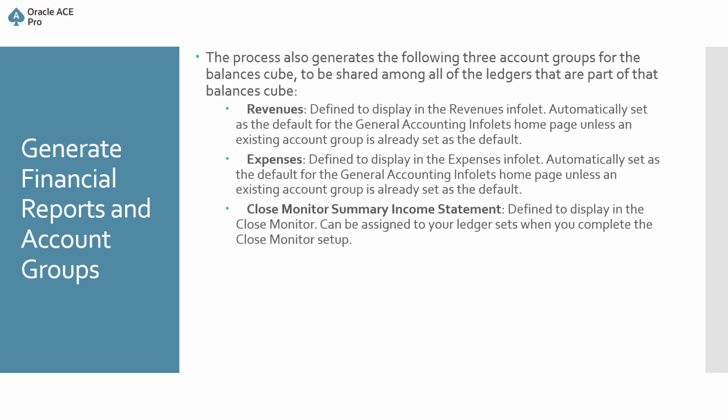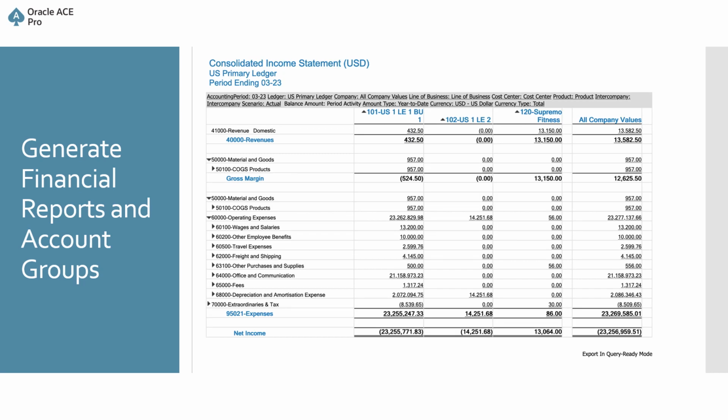You can get a summary income statement as an infolet, and I've actually got a screenshot of it on the next slide. So this can actually show up in close monitor, and it's by ledger set, or ledgers, as you go through there. So let's take a look at an income statement. The next slide we have, this is what you actually get out of the box.